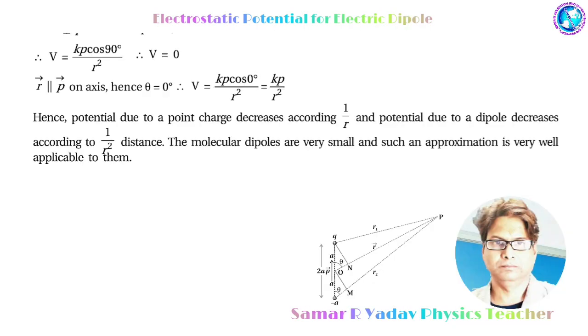Hence potential due to a point charge decreases according to 1/r, and potential due to a dipole decreases according to 1/r squared distance. The molecular dipoles are very small, and such an approximation is very well applicable to them.